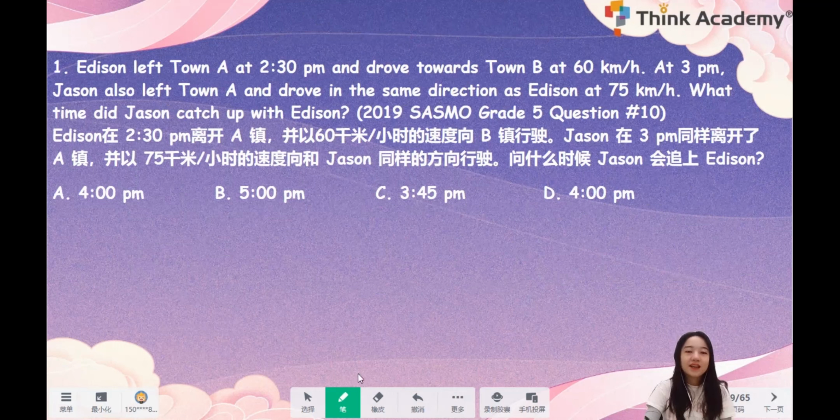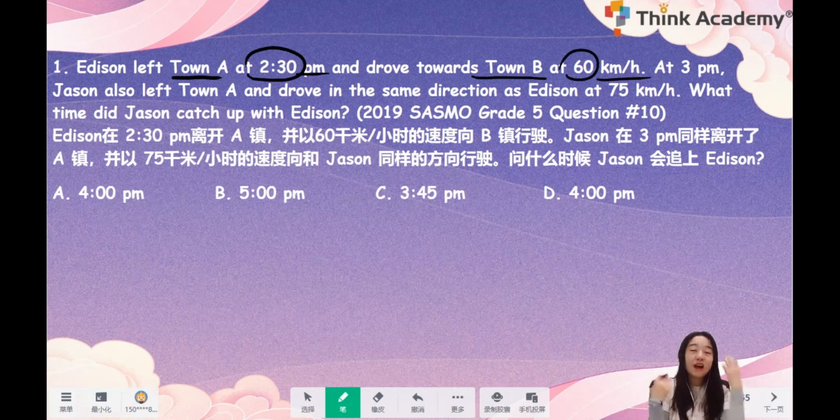Now, let's see how to solve the first question based on what we have learned. Edison left town A at 2:30 p.m. and drove towards town B at 60 kilometers per hour. When you see per hour, how far it travels in 1 hour, that means this is the speed.